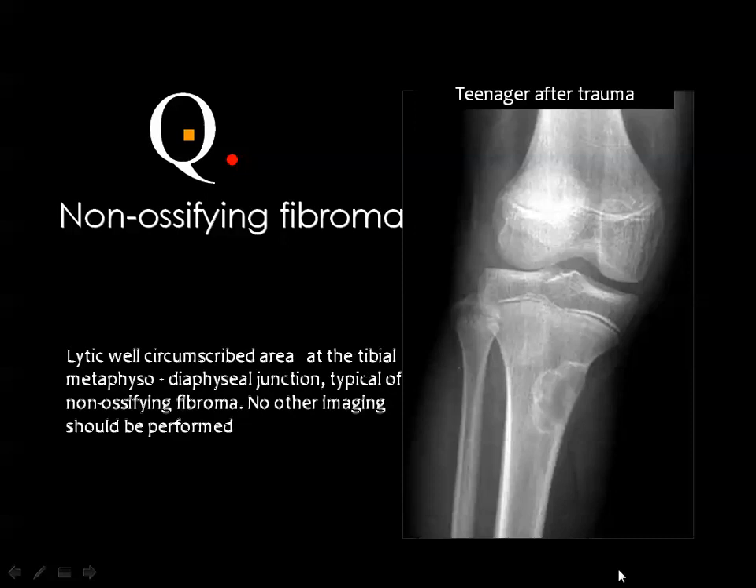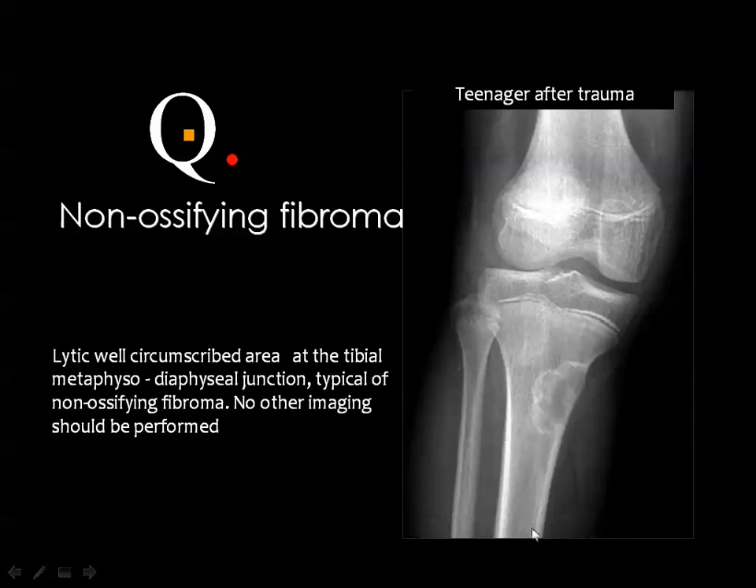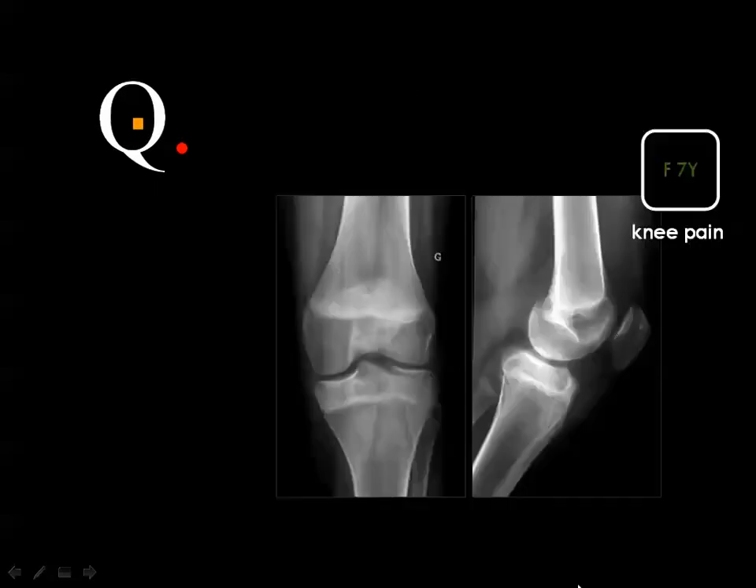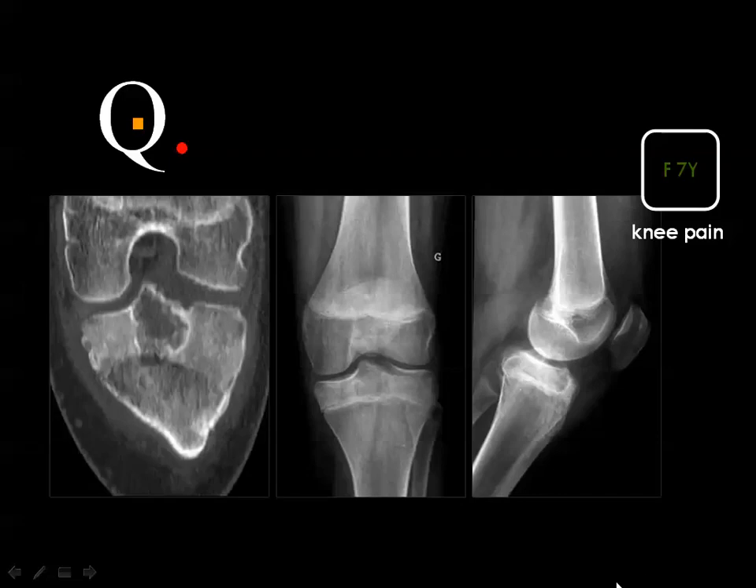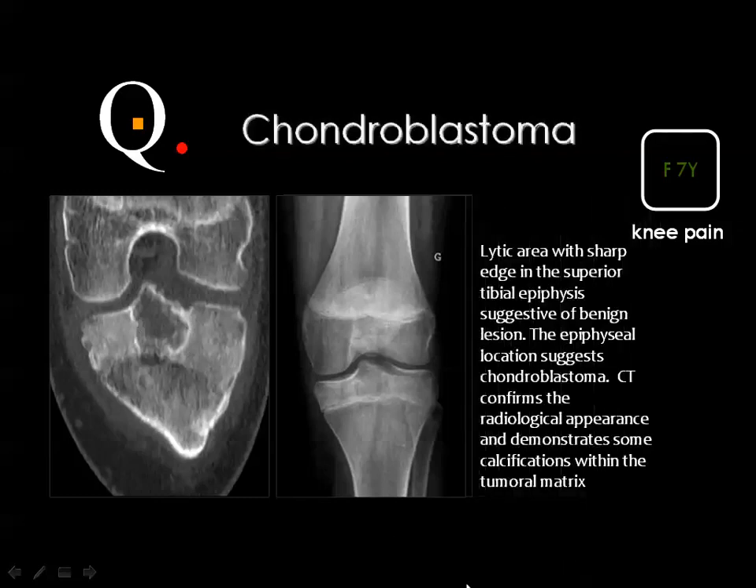Non-ossifying fibroma, fibrous cortical bone defect, sclerotic lesion with cortical distribution. Knee pain in a 7-year-old girl. There is a lesion in the epiphysis of the tibia, and this is chondroblastoma. The CT scan coronal reformatted image showing an osteolytic lesion with a sclerotic margin in the epiphysis, diagnostic of chondroblastoma.